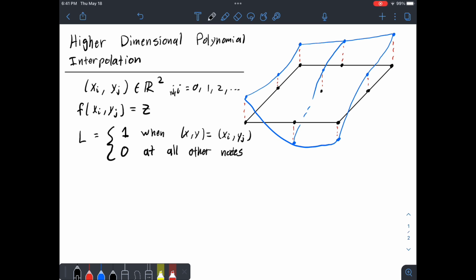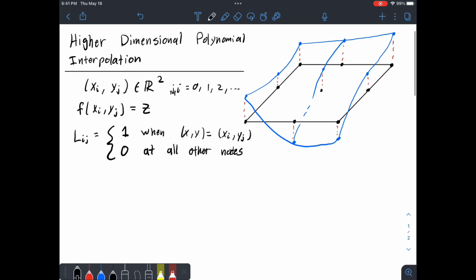When we're at the location, and then 0 at all other nodes. Right, so we don't just want one of these functions. We have, this is indexed ij. Okay, so how can we do this? This is going to sound kind of strange at first, but the thing that I'm going to say right off the bat is that 1 is equal to 1 times 1. Hopefully, that's okay with everyone.